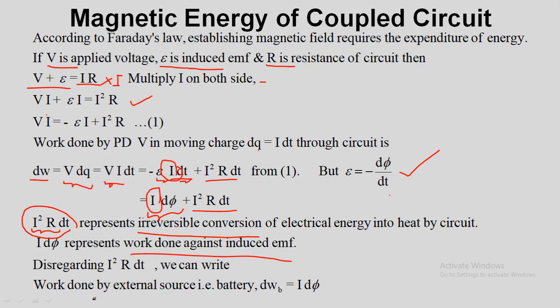Then normally the heat generated in the circuit is very small, and you can make it small by taking wires of the proper material. So now we can neglect this quantity I square R dt. It is normally negligible. So actually the work done is only against the induced EMF. So this is the work done by the external source, that is the battery, I d phi. So dWb we write, b is the work done by the battery, I d phi. And the second term we have neglected.